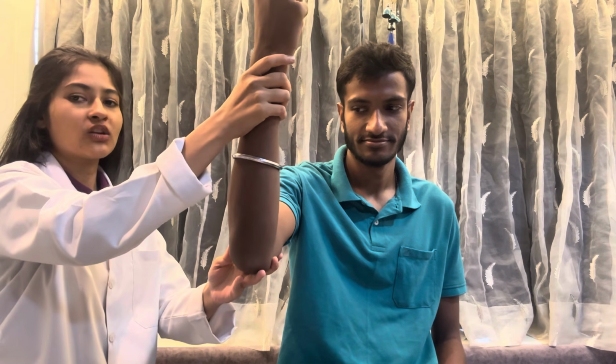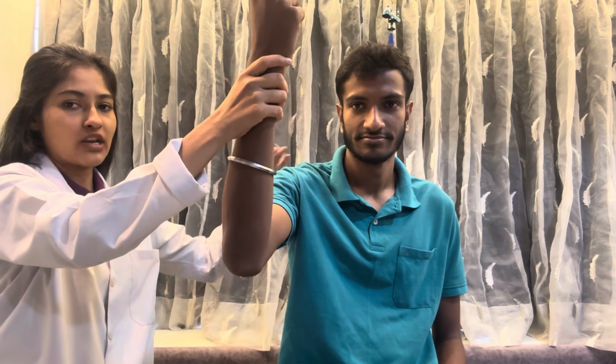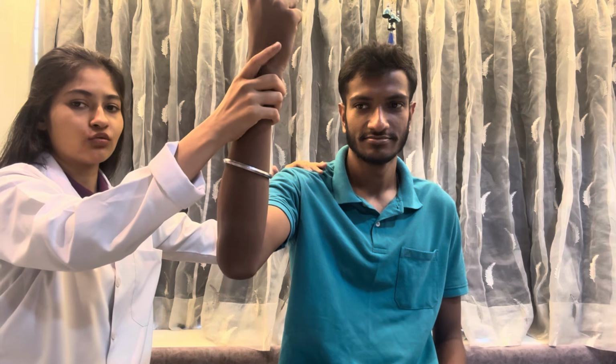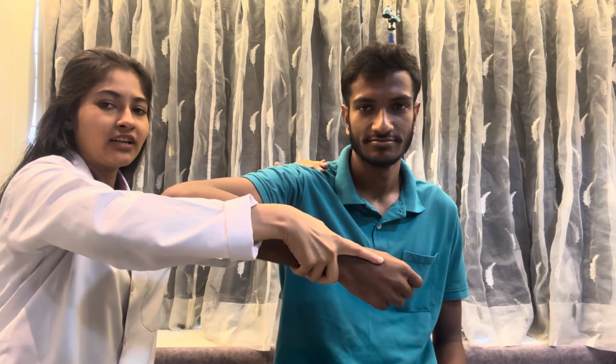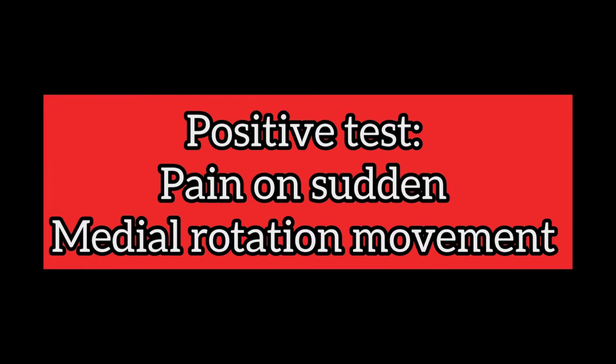Now, the therapist will hold the forearm of the patient while stabilizing the shoulder and forcefully medially rotate the arm. A positive test indicates pain on the medial rotation movement.